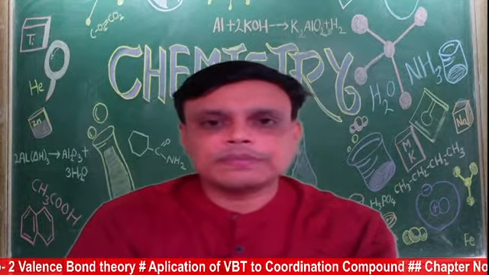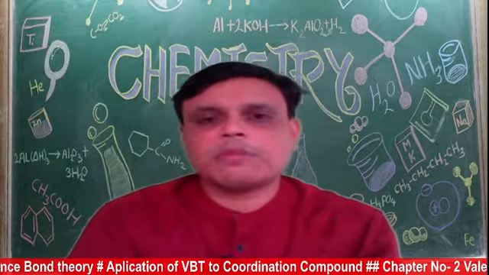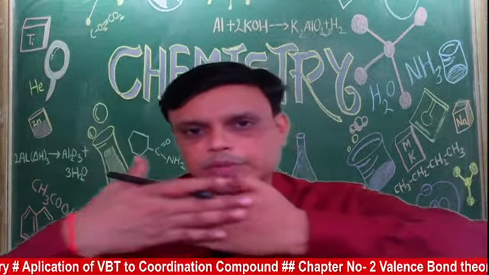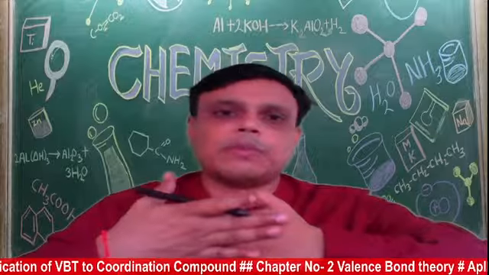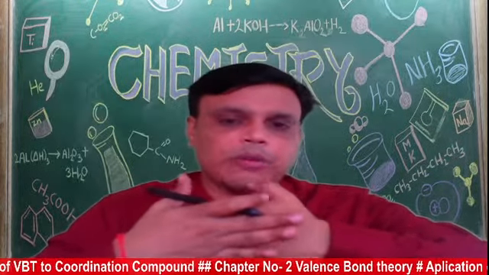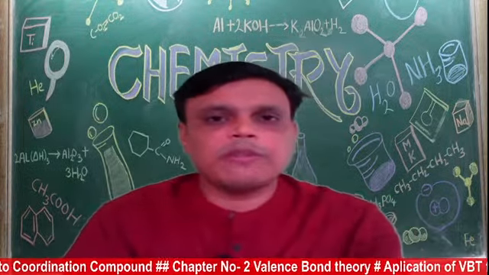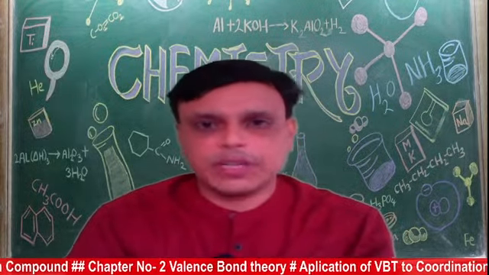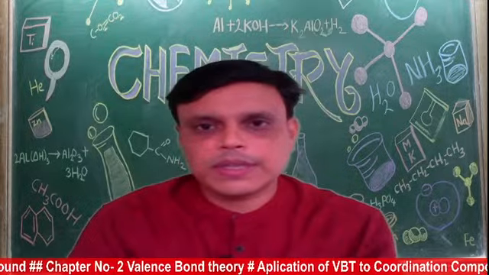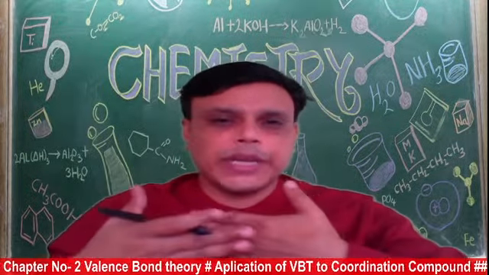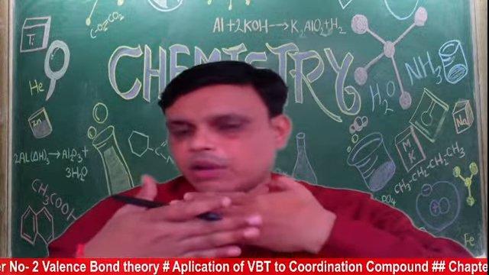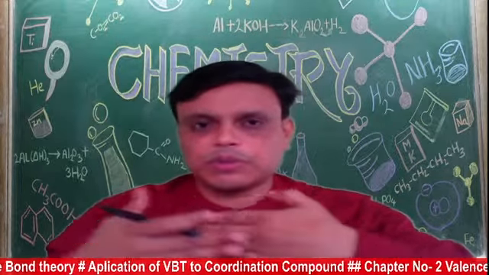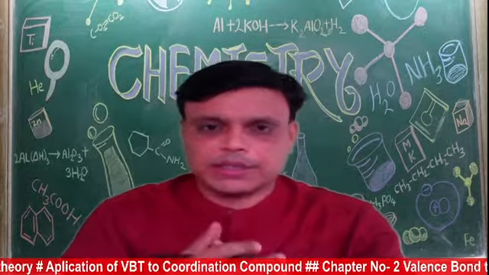Then the fifth assumption is that a stronger bond will get formed only when the orbitals overlap to the maximum extent. That maximum overlap is possible when the metal orbitals undergo a process called hybridization. After hybridization, all the metal orbitals have the same energy and the same symmetry, so they can overlap to the maximum extent. So hybridization is essential.